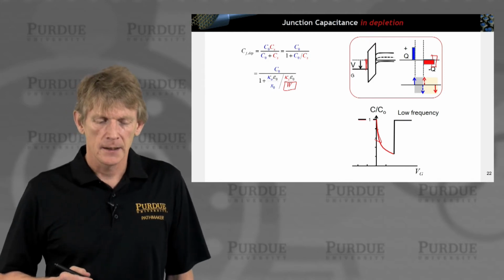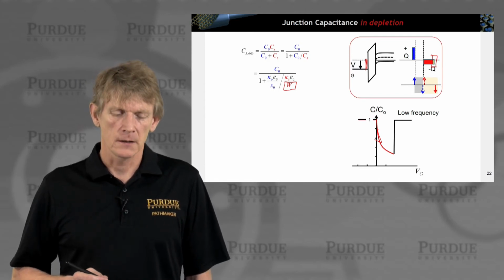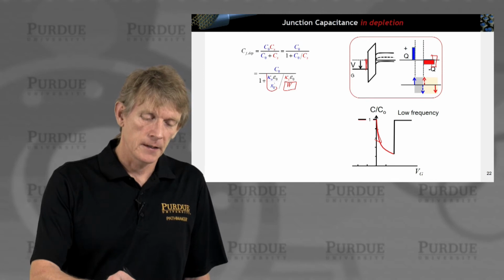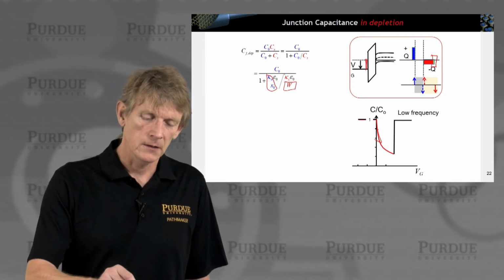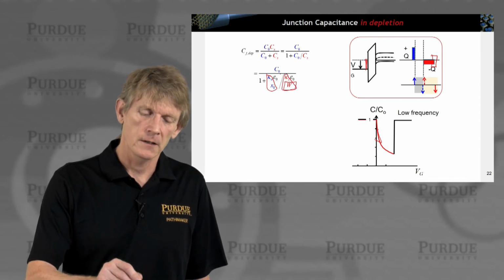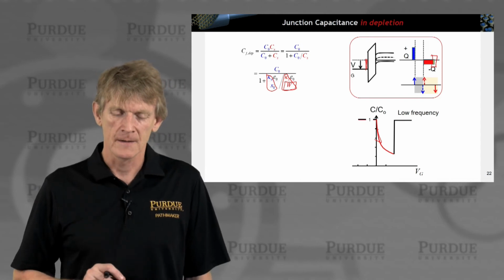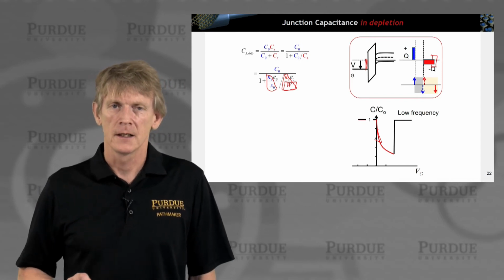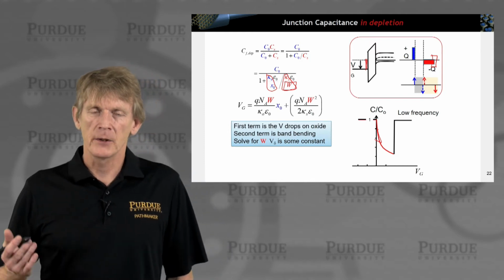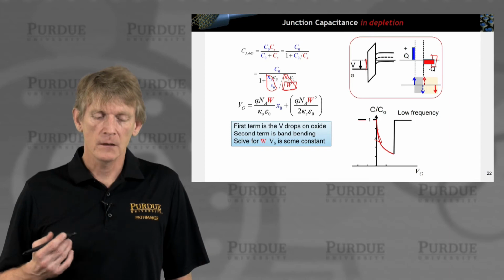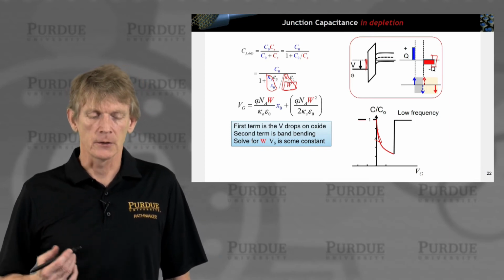Okay, and we're ending up with these ratios between kappa in the semiconductor and the width of the semiconductor, and the kappa in the oxide and the oxide thickness, and the kappa in the semiconductor and the width of the depletion in the semiconductor. All right, so as this depletion region grows, obviously the capacitance will go down. Let's figure out how it goes down.